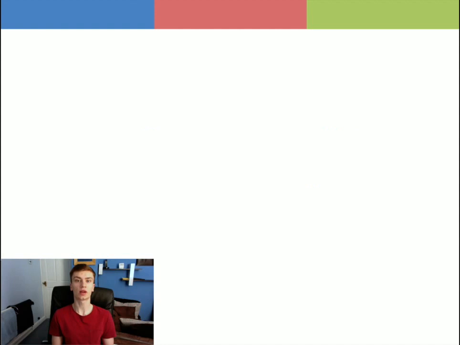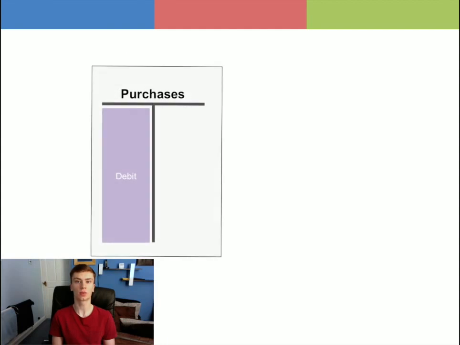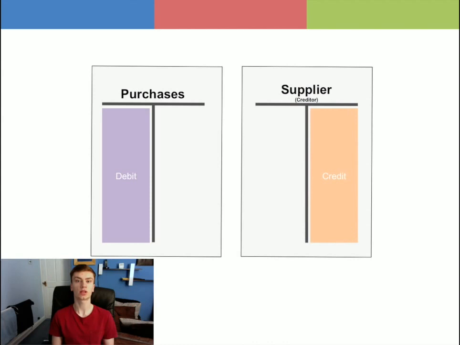When there is a credit purchase of stock or inventory, we enter the debit entry into the purchases T account, and the corresponding credit entry will be in the supplier's T account, which can be identified as a creditor of the business. Let's now look at how purchases of stock on credit are treated in the accounts.